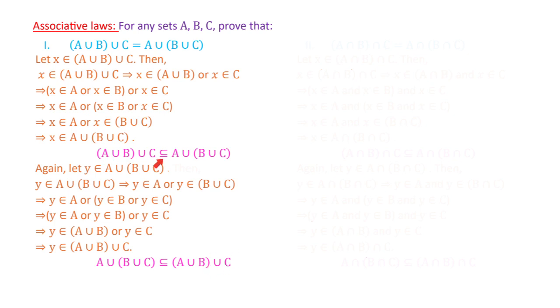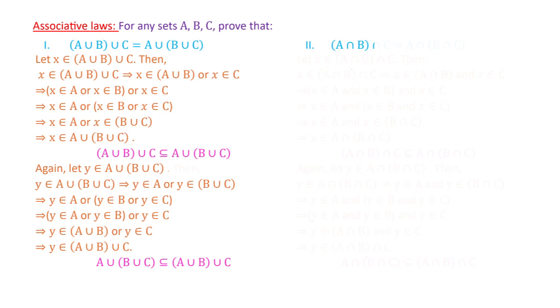Now combining both these results, we have this result, we have this result. Combining both these results, we can obtain that the equality holds between these two sets. Similar kind of proof we have for the second case. The second case we are talking about is intersection, that is the associative law for intersection of sets.